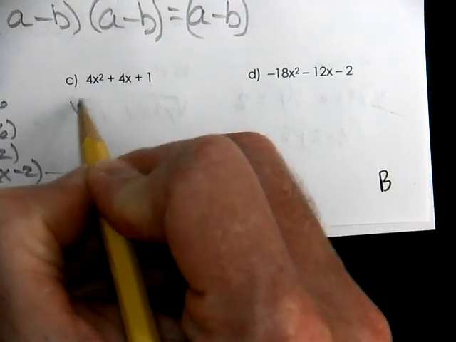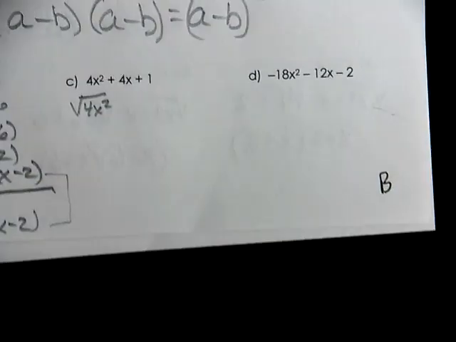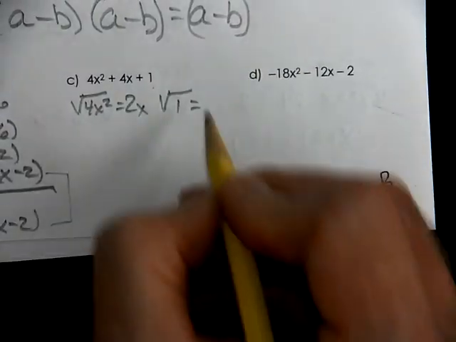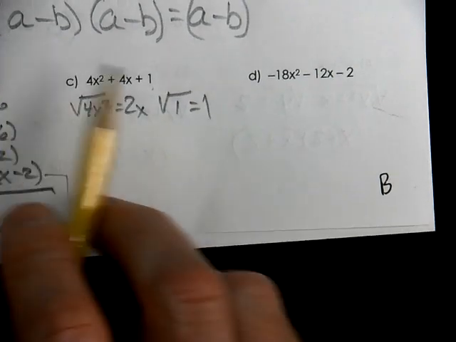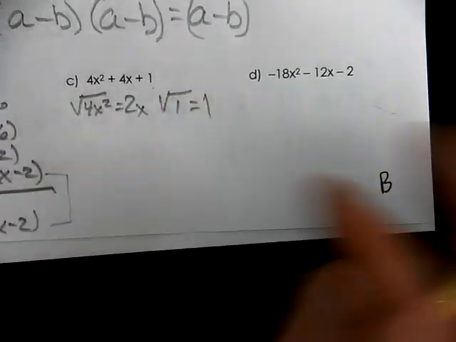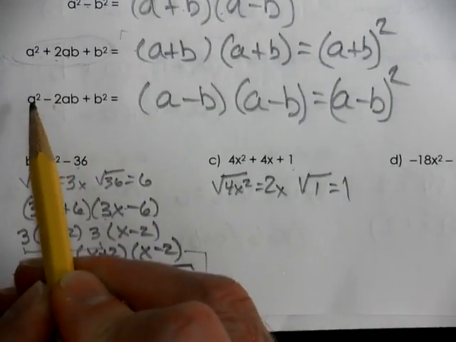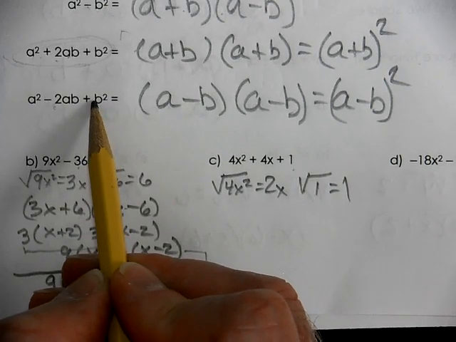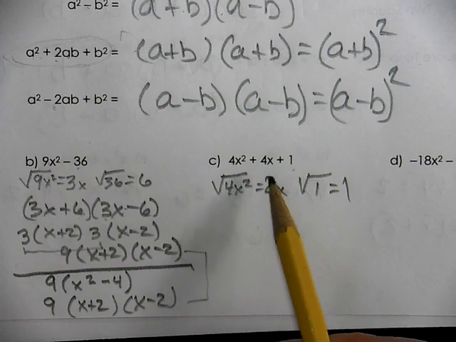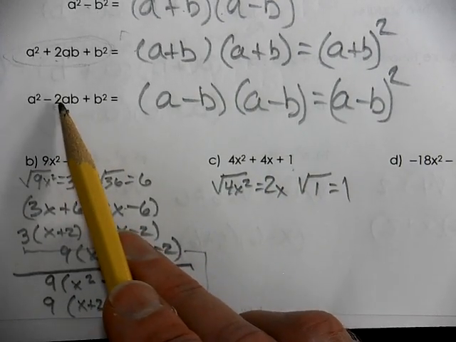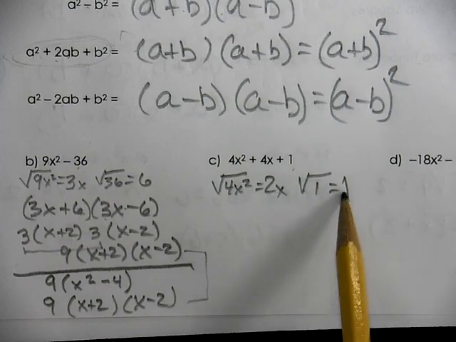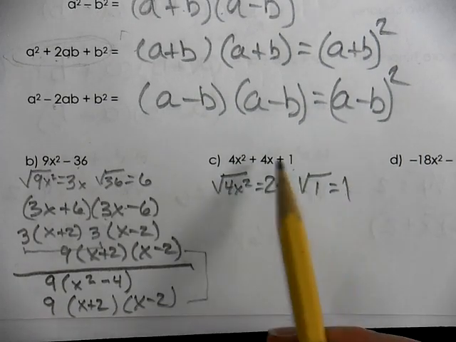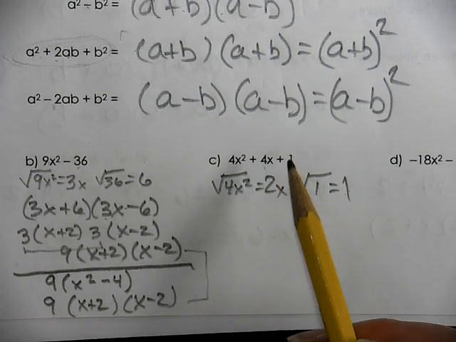Can you take the square root of 4x squared? Sure you can. Can you take the square root of 1? Okay, so far so good. First term, last term are perfect squares. That's what this is telling us. First term is something being squared. Last term is something being squared. Okay? That's what this indicates. Is the middle term 2 times that number? So the way I like to think about it is 2x times 1 half of 4. Sure it is.